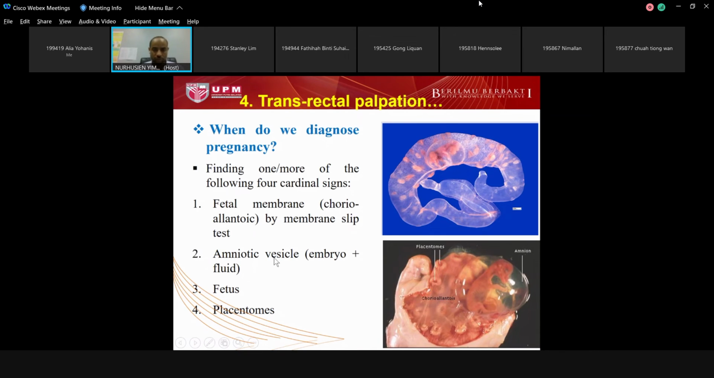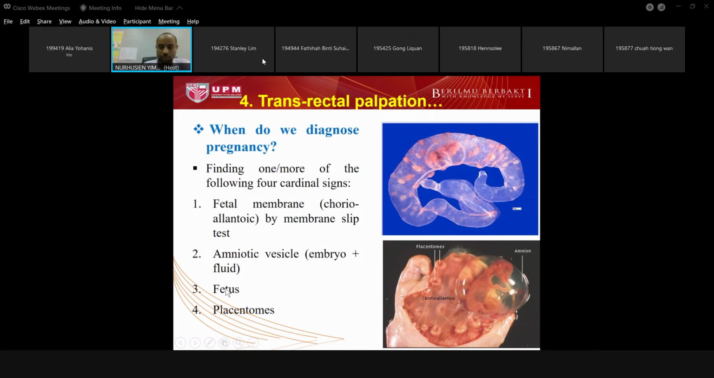The next thing is to check for the presence of the amniotic vesicle. This amniotic vesicle includes the embryo proper, the embryo itself, and the amniotic fluid that surrounds the embryo. Together, that is the amniotic vesicle. This is an important parameter to be checked during early stage pregnancy. Especially number one and number two are very important and relevant findings to be checked during early stage pregnancy. Number three is a fetus, obviously.